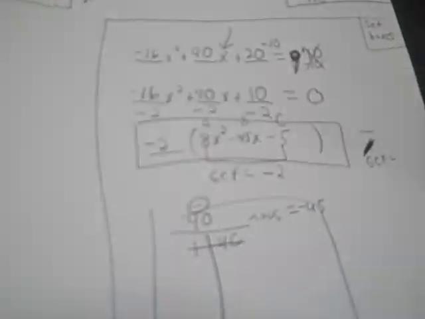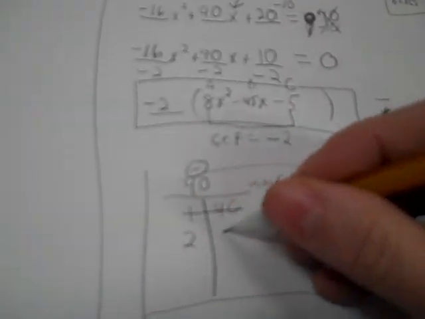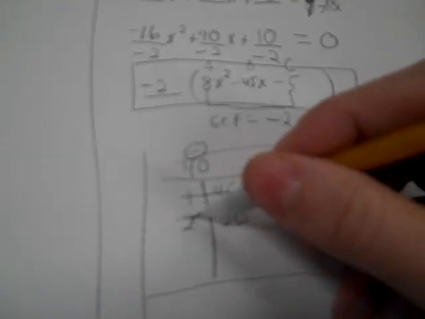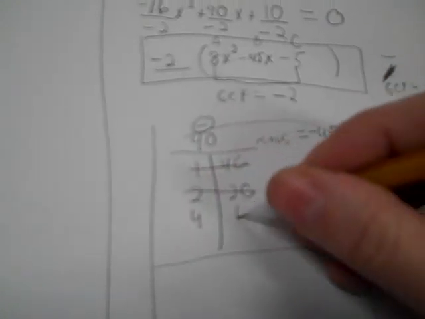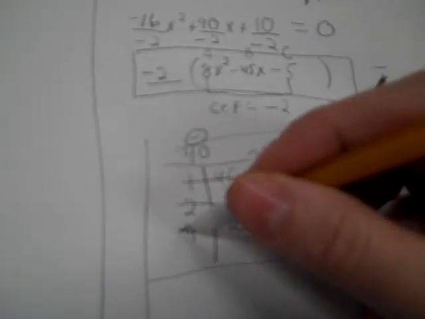Now I divide 40 by 2, I get 20. 20 minus 2 is 18. 40 divided by 3 is a decimal. 40 divided by 4 is 10, so I put 4 and 10. But 10 minus 4 is 6. I'm getting not even close to 45. 40 divided by 5 is 8, okay? 8 minus 5 is 3.